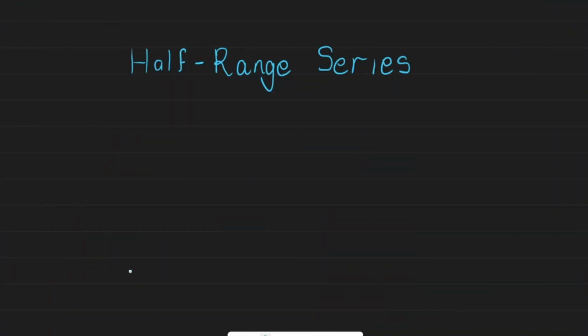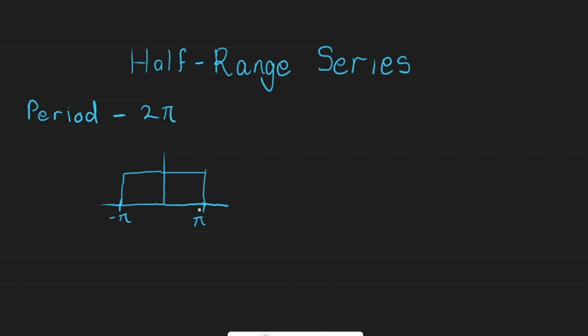Hi there. In this video, we're going to be talking about half-range series. So thus far in the videos, we've been talking about periodic functions which have the period of 2 pi. So we've been looking at functions between minus pi and pi, and we've been considering periodic functions of this nature. So what a half-range series is: what happens now if we only have a function that is from 0 to pi. So that's where the half comes in.